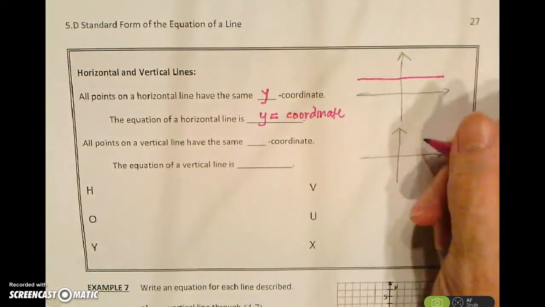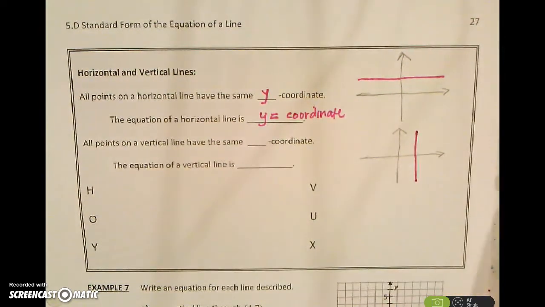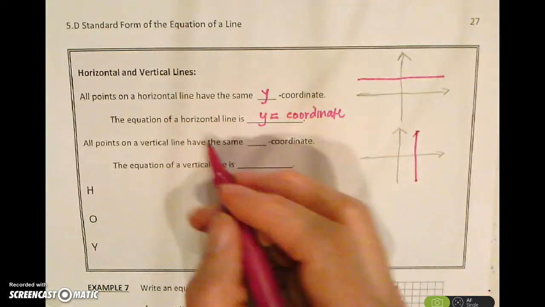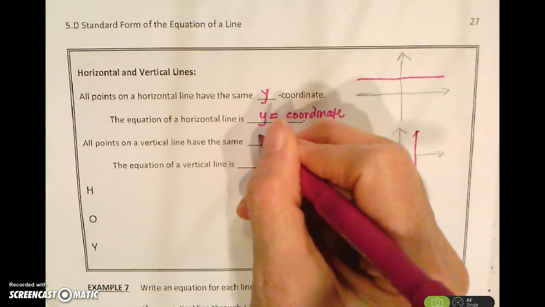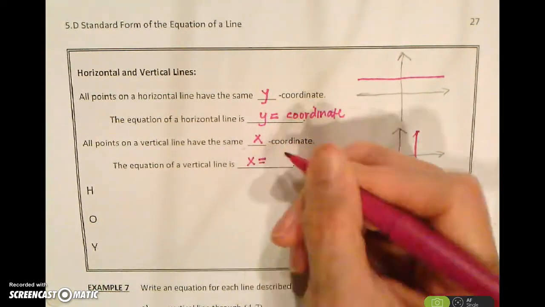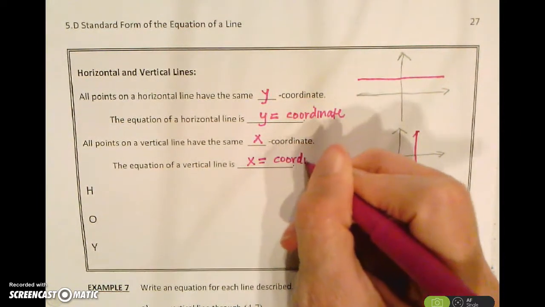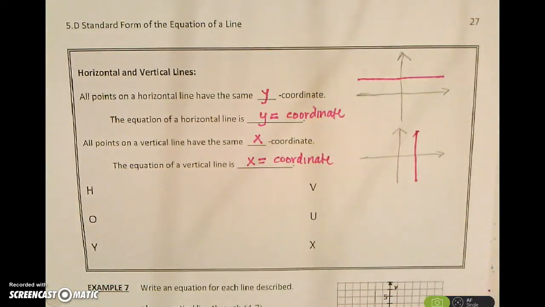So all points on a vertical line, and a vertical line looks like this. You need to know what a horizontal line and a vertical line look like, so that it helps you think through these problems. All points on a vertical line have the same x-coordinate. And the equation of the vertical line is going to be x is equal to whatever that repeating coordinate is. So there's some number that's going to go on the right side for both of those.